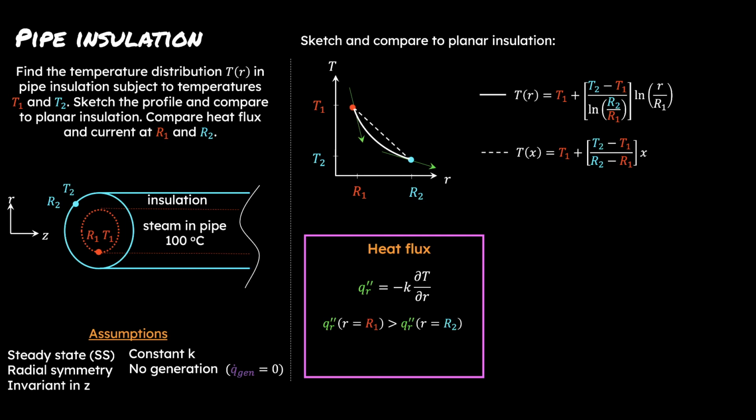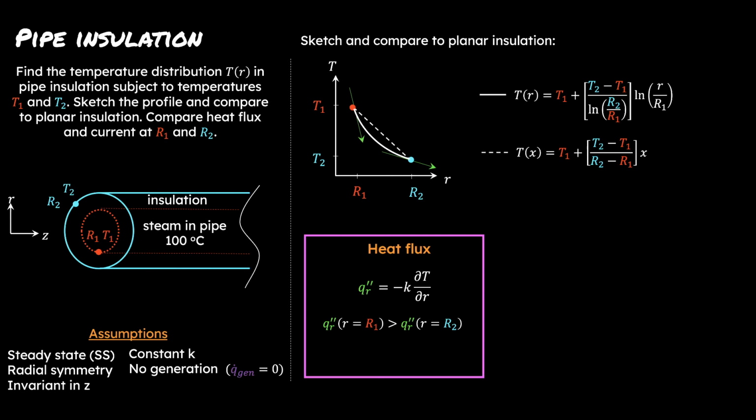We can write this out in mathematical form that q″_r at r equals r₁ must be greater than q″_r at r equals r₂. We know, however, that if we were to multiply the flux by the cross-sectional area, that the heat current that results must be the same. This is just another way of saying that whatever heat crosses the boundary at r₁ must then cross the boundary at r₂ because we are at steady state.